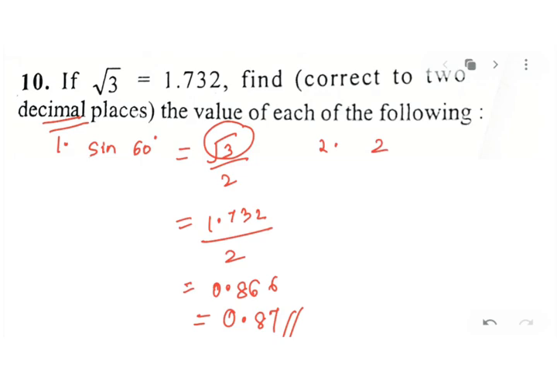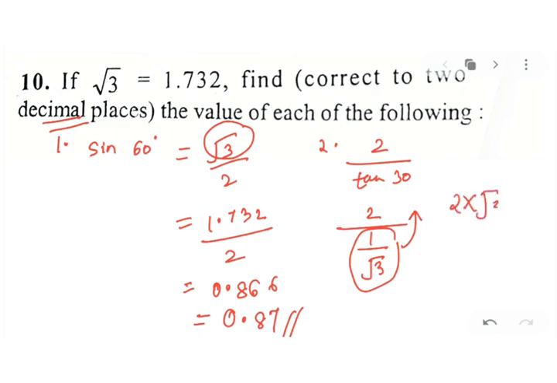Next you have to find 2 upon tan 30. Again, you have to go back to your tables and find the value of tan 30 from your table. It is 1 upon √3. Okay, this 1 upon √3, when it goes up, will be 2 into √3/1. That is 2√3. Here also, you have to put the value of √3 as 1.732 and get your answer. Yes?